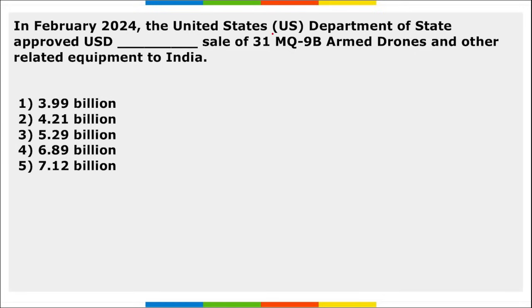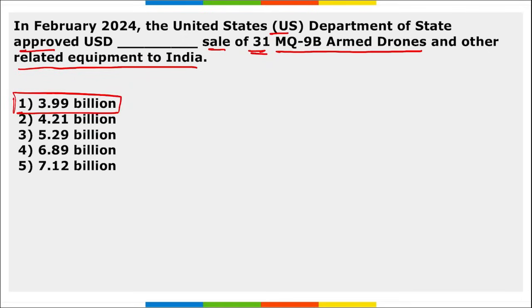Next is, in Feb, US Department of State approved how much amount of sale of 31 MQ-9B armed drones and other related equipments to India. So, US Department of State has approved $3.99 billion sale of 31 MQ-9B armed drones and other related equipments to India.